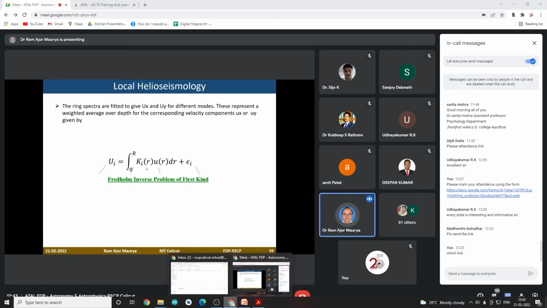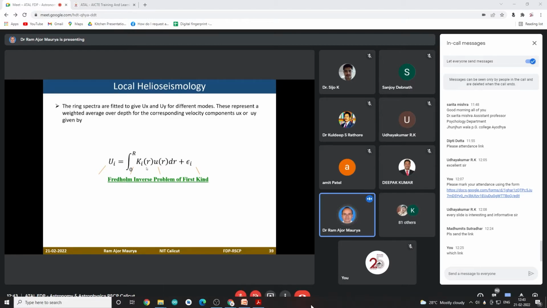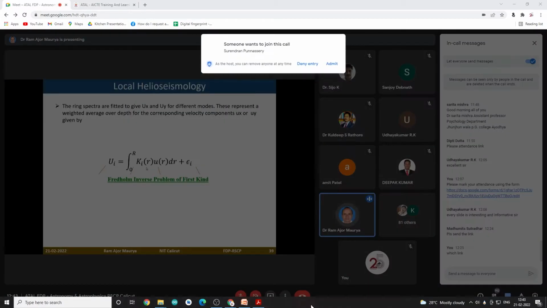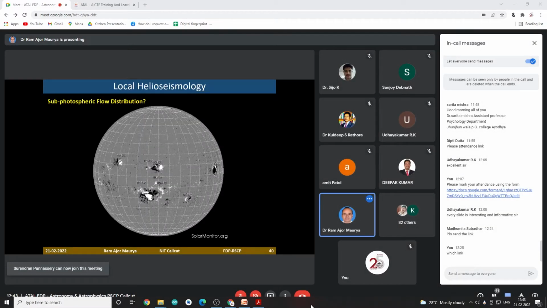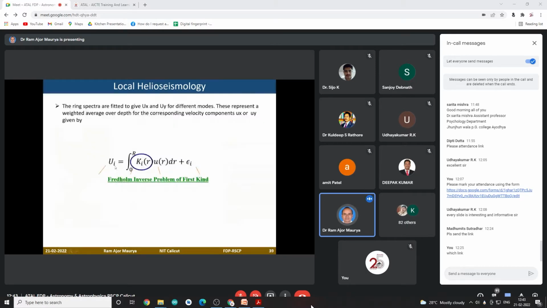And in that you will see that if you do a small perturbation in the coefficient matrix, there would be large changes in the solution. So this is a kind of ill-posed problem. Okay, so there are some methods to solve this. Here I'm going to show you some results. I'm not going to discuss the technical part, how to invert it.